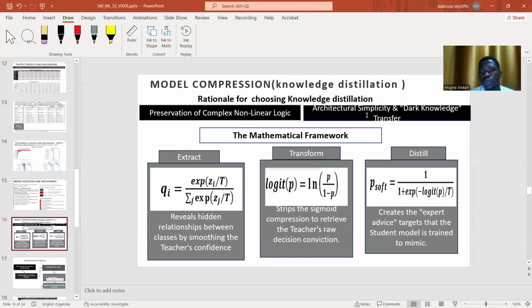The dark knowledge transfer is basically achieved through softening the teacher's predictions, whereby we apply a T greater than 1 to soften it, and then the relationships are revealed to the student, and the student is able to acquire the knowledge from the teacher. So how do we do this? First we extract, which reveals the hidden relationship, and strips the sigmoid compression to retrieve the teacher's raw decision. And then the distillation happens here.